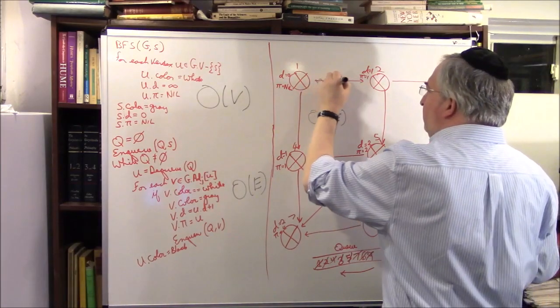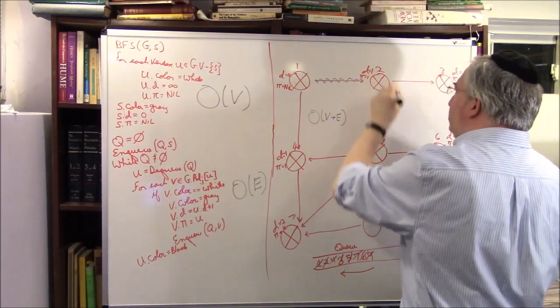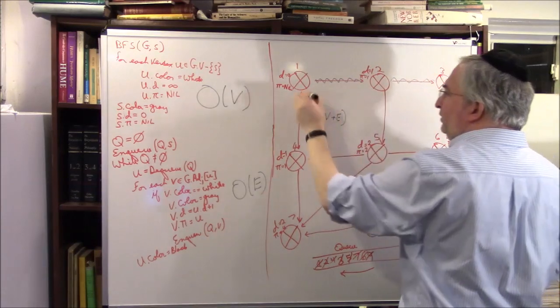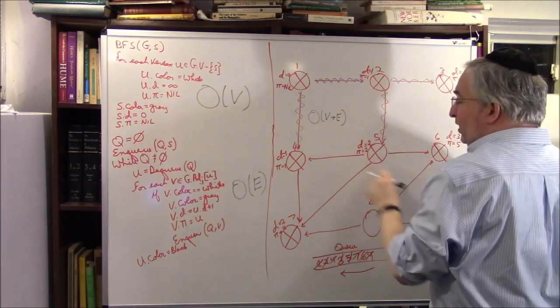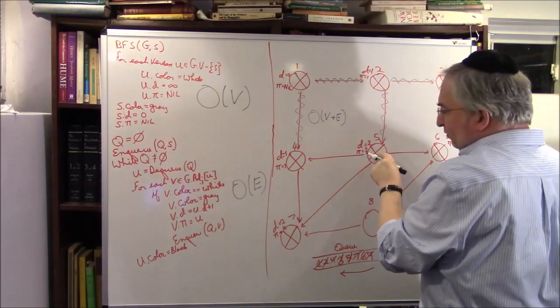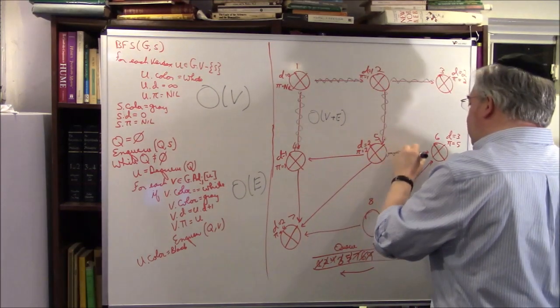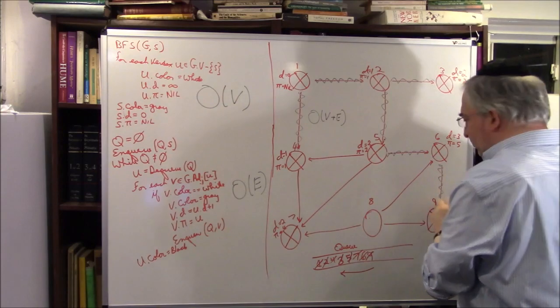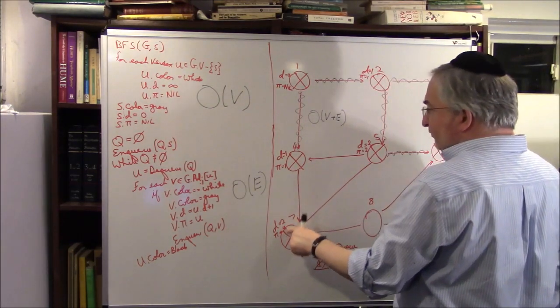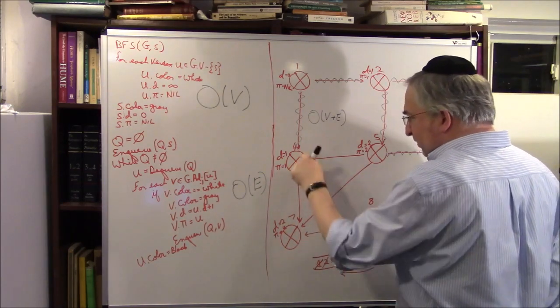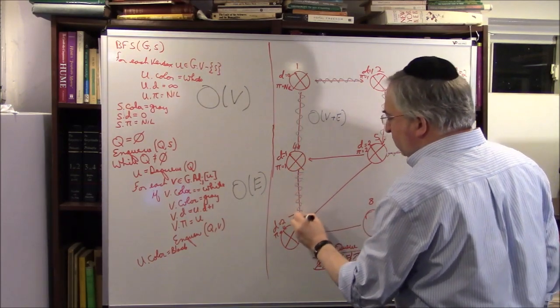See, here's a father, here's a child, here's a father, here's a child. He is not a child through here. Here's a father, here's a child. Here is a father, his father is 4, not this way, but this way. So we have that. Okay.